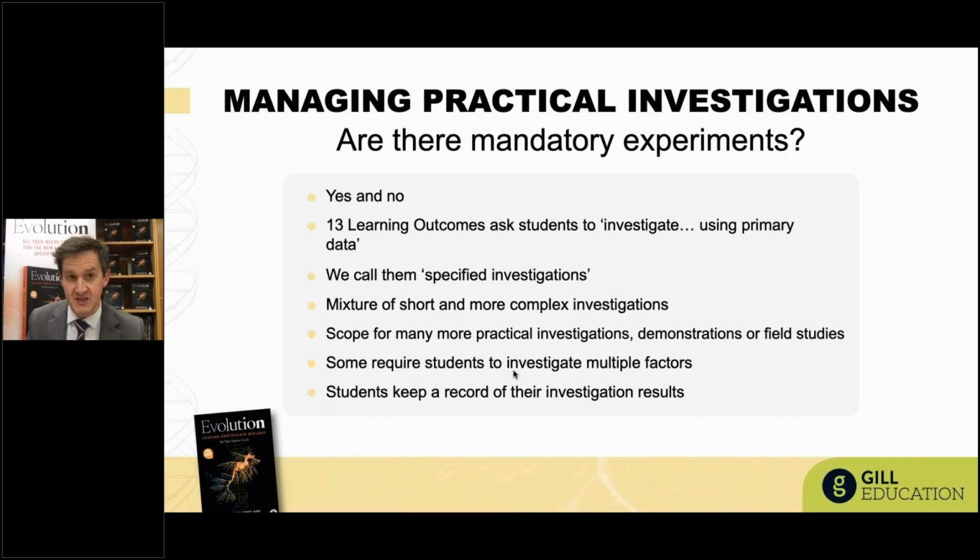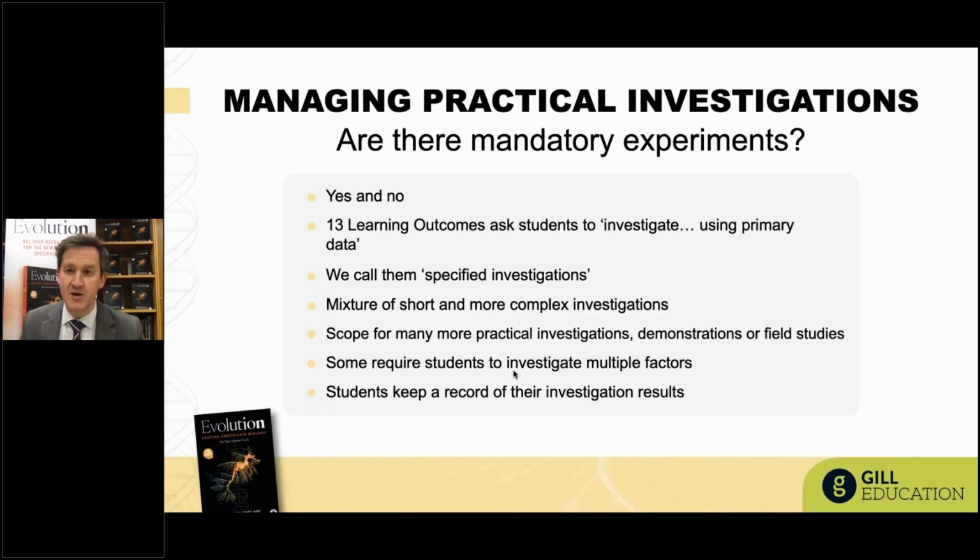So what we've called them within the textbook are specified investigations, and there's a mixture of short ones and more complex investigations as they go along. Now there's obviously scope for a lot more than 13 investigations as well. So within our teacher resource book, we provide at least 2 suggested practicals for each chapter. So other experiments the students can do, but they're also going to be exposed to maybe secondary data, which can still incorporate those skills and develop those skills as well.